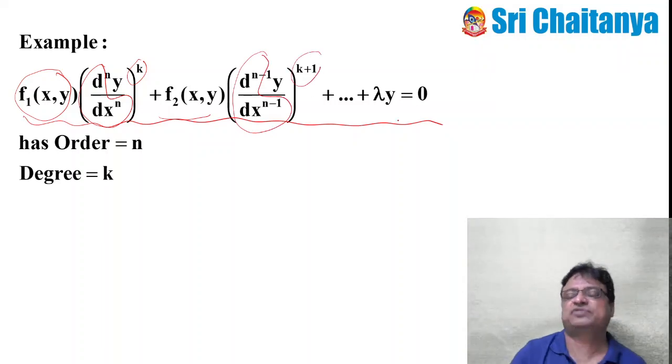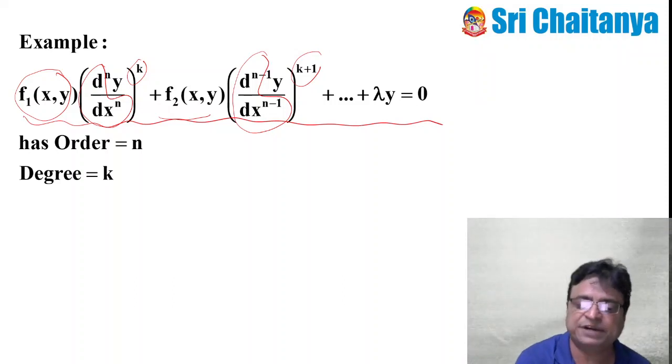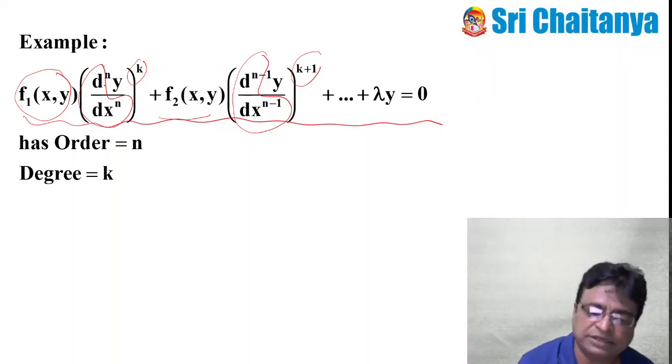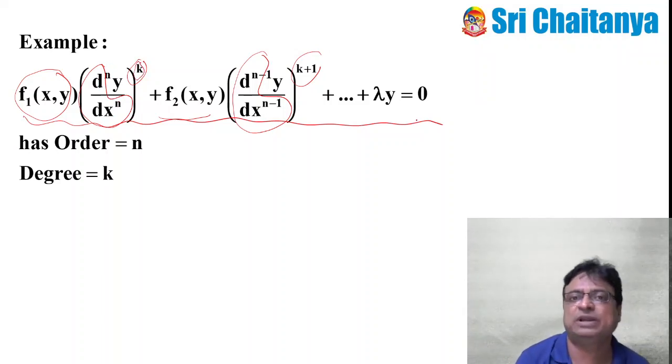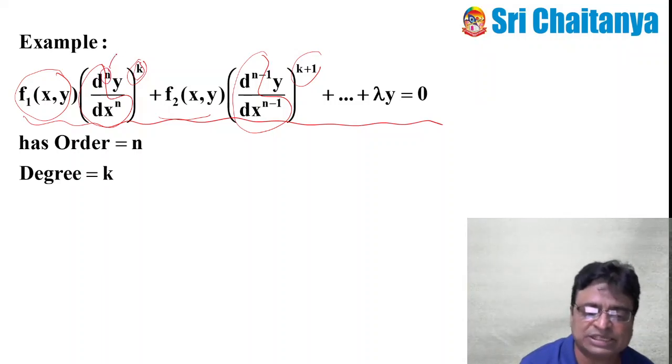This is a polynomial structure in terms of differential coefficients. Of that, this is the highest order. This is the degree of the highest order derivative once it has been expressed in the form of a polynomial. So this n indicates the order and this k indicates the degree.